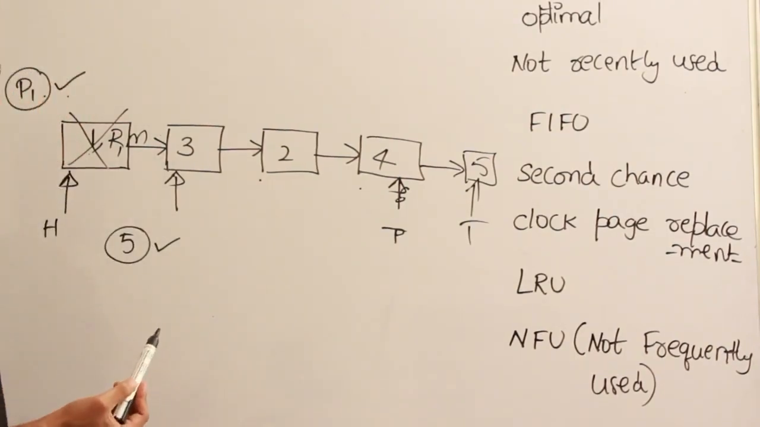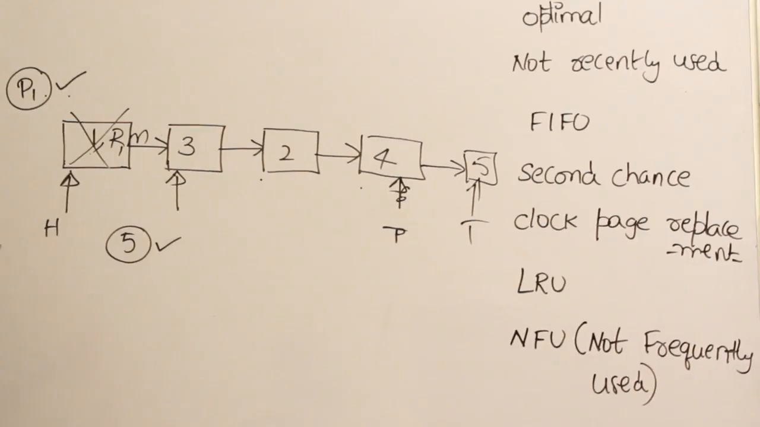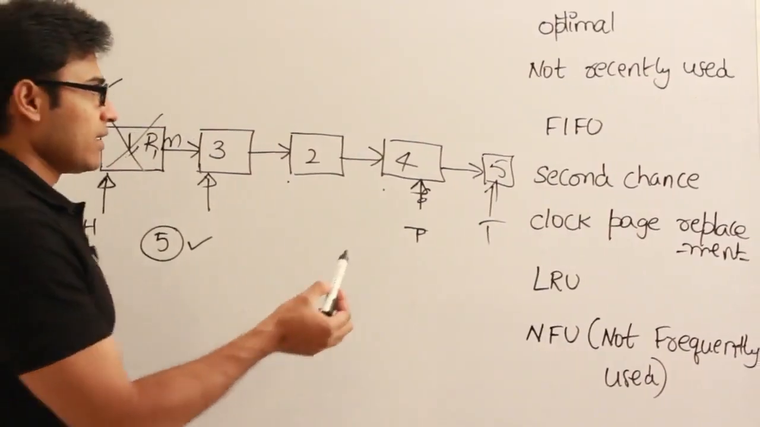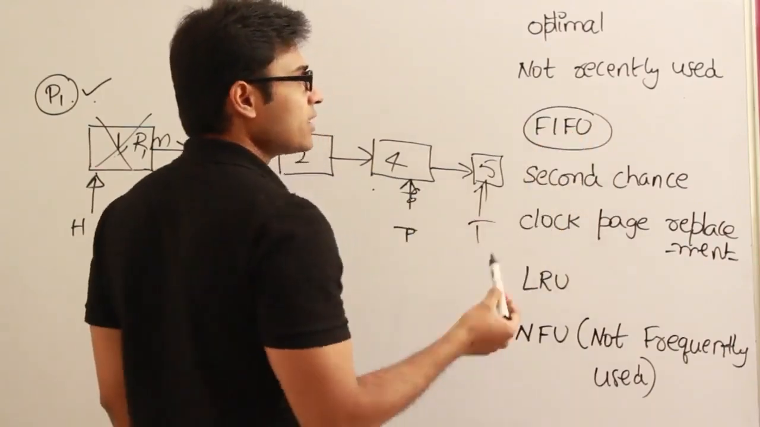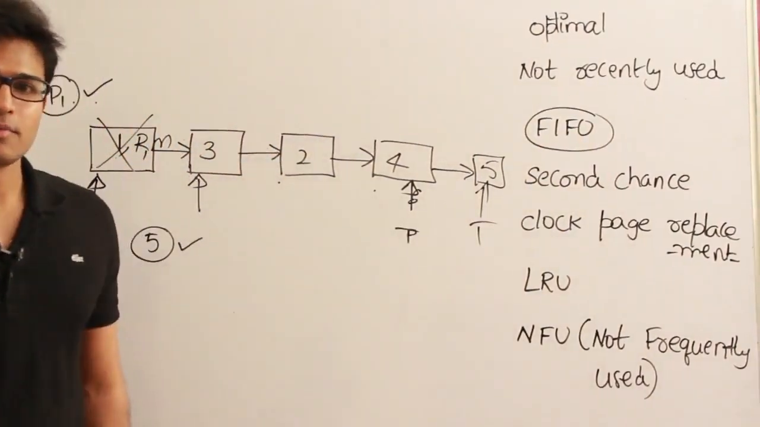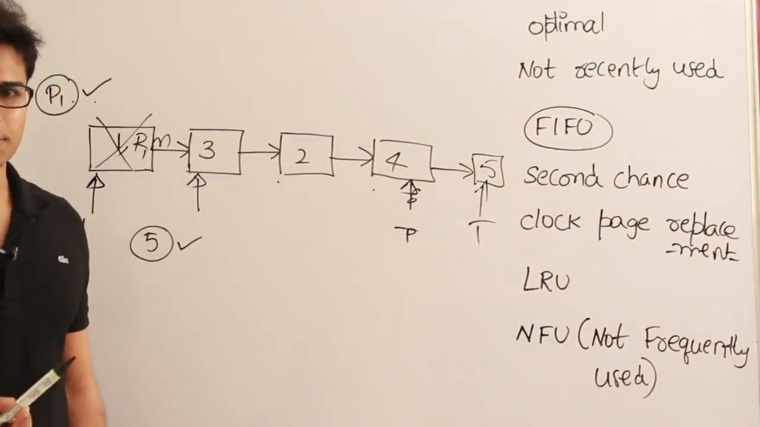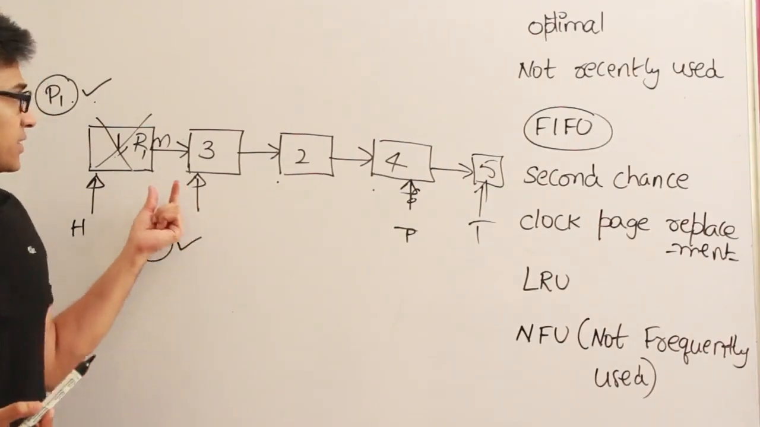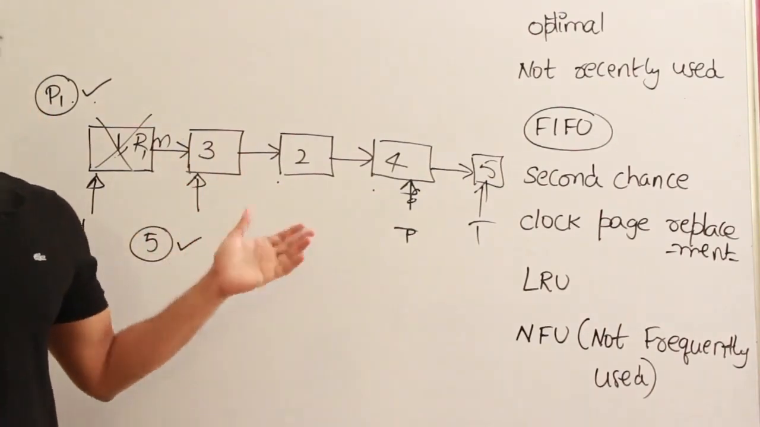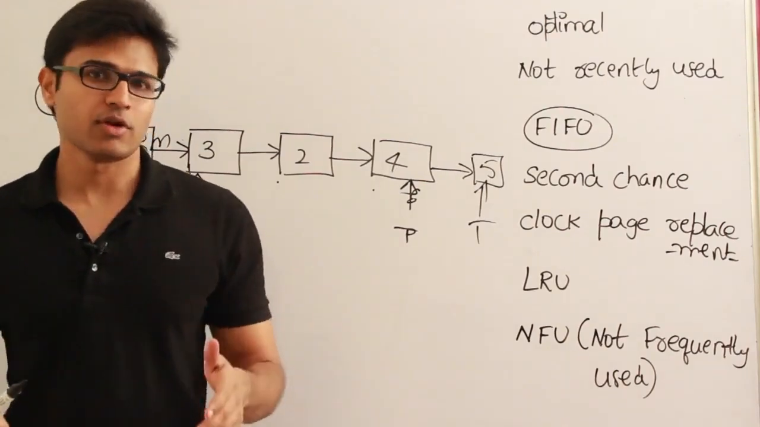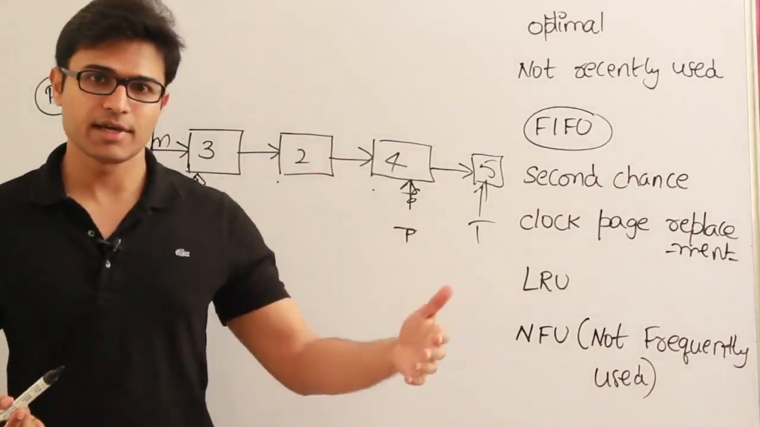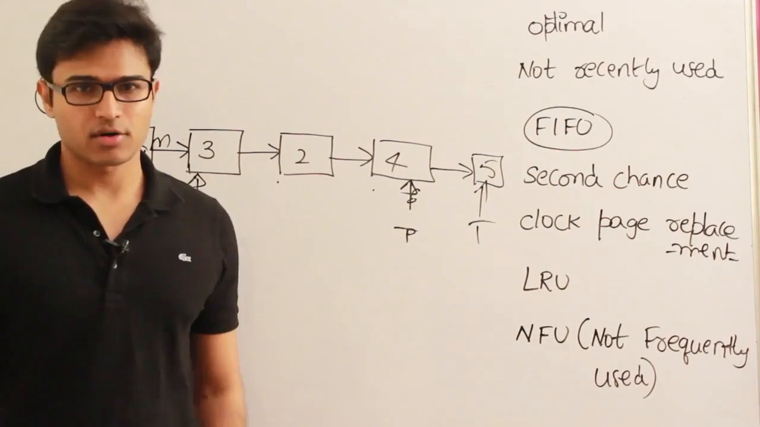Now the main problem of first in first out is that it will never consider whether a page has been recently used or whether a page is frequently used. It only knows that if a page has entered first, it has to leave first. Because of that, a frequently used page may be thrown out, and it might have to be referred again later, which is going to create a lot of headache.